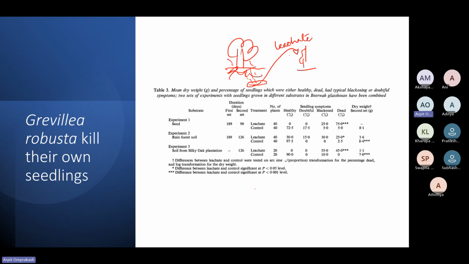Right. So basically, they did this experiment in three places. So this Grevillea robusta is also known as silver oak. Right.